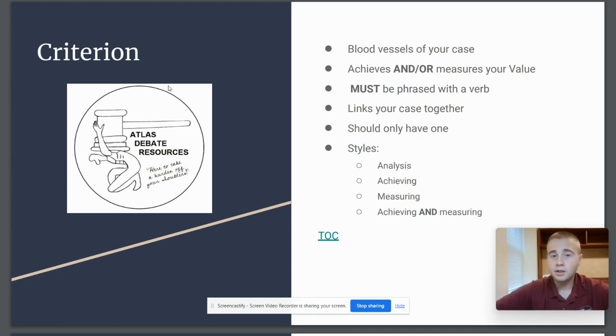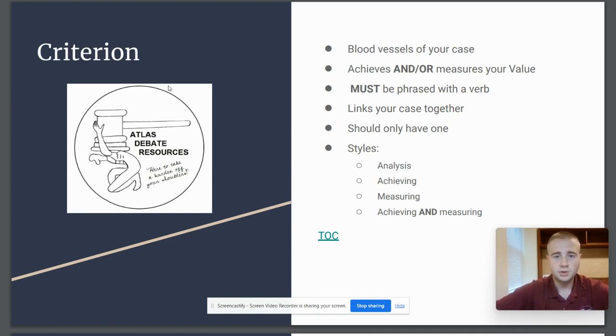Actually promoting security measures, promoting food security, promoting military presence, those are all actions that achieve or measure security. Whereas if I just write down security on a piece of paper, that doesn't actually achieve anything. That's the difference between the concept and the actual verb and achievement. And a criterion, you should only have one of them.